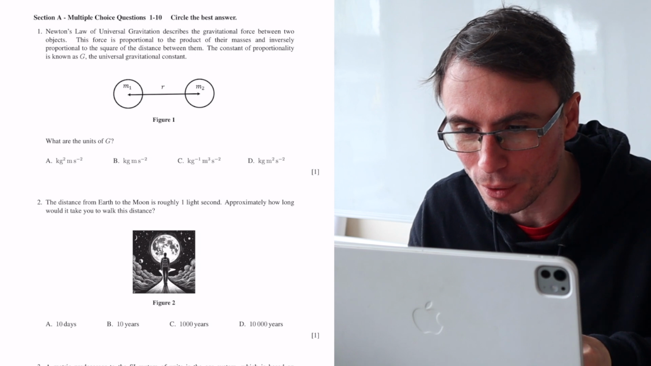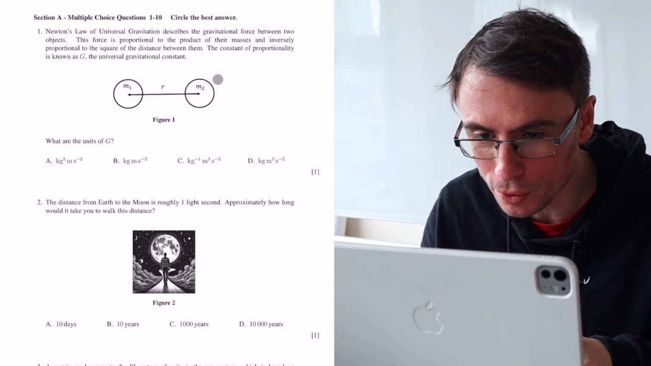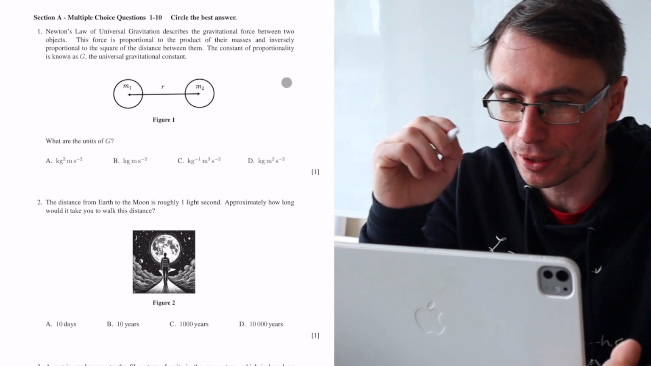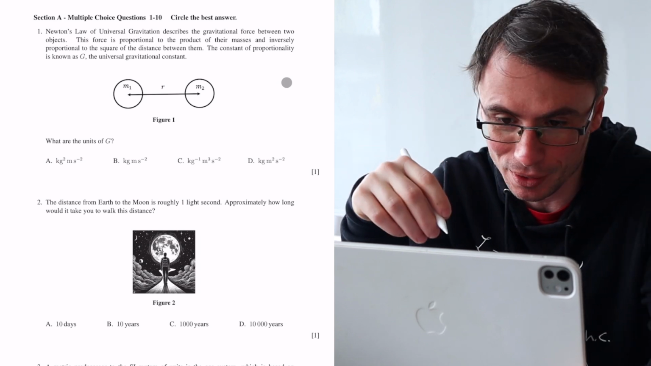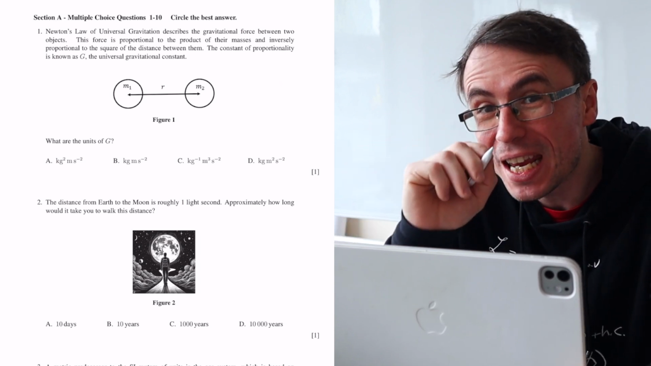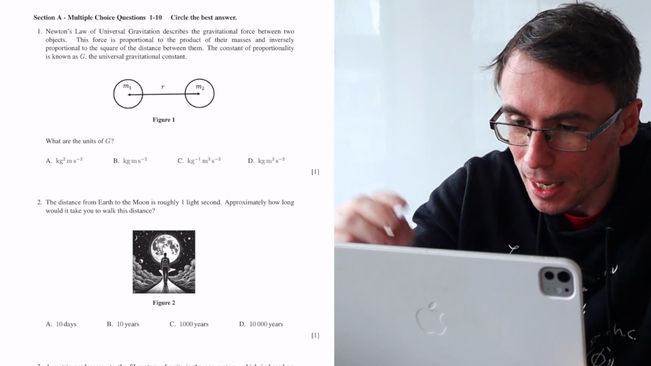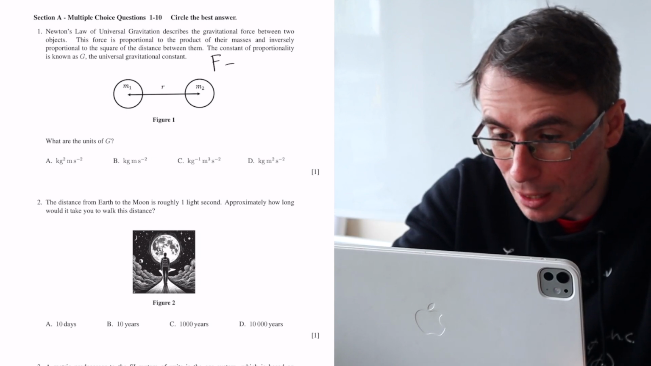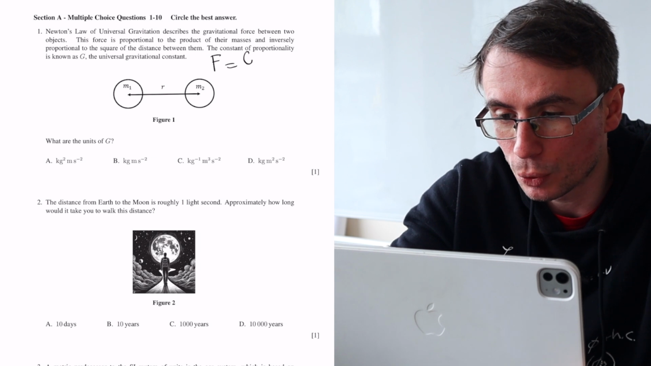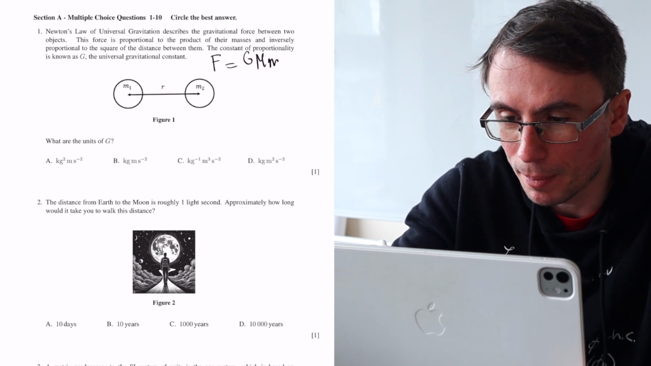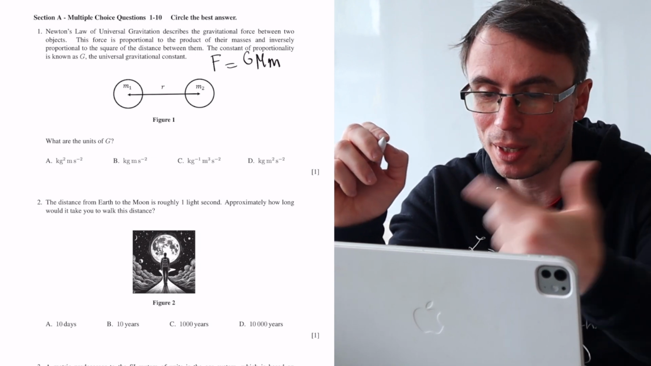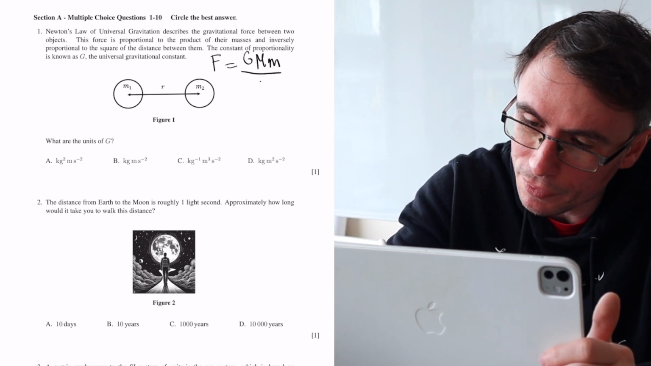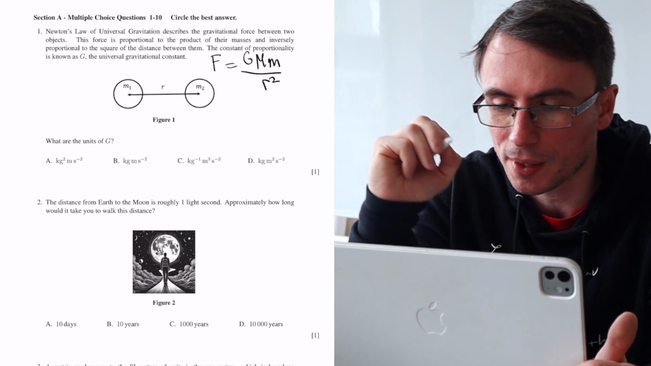Newton's law of universal gravitation describes the gravitational force. Force is proportional to the product of the two masses and the square of the distance between them. There is this famous constant of proportionality. In fact, Newton's law can be written as the magnitude of that force is equal to GMm, where lowercase m and uppercase M are two masses, divided by the distance between them, let's say r squared.